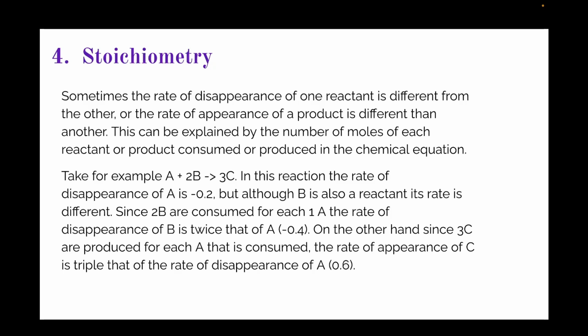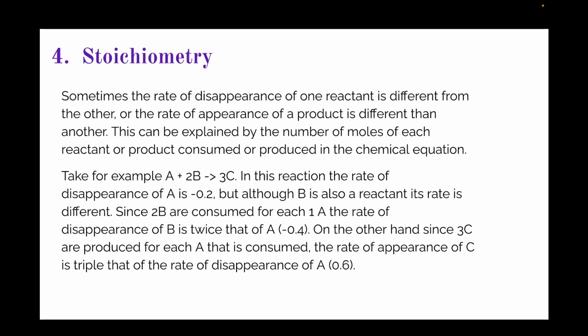And sometimes they're different, as mentioned here. So for example, let's say we have A plus 2B turns into 3C. In this reaction, the rate of disappearance of A is, for example, negative 0.2. And even though B is also a reactant, its rate is not the same as A. That's because 2 moles of B are consumed for each 1 mole of A.